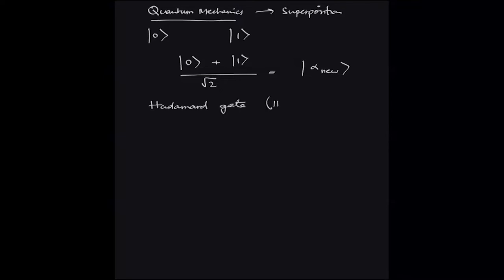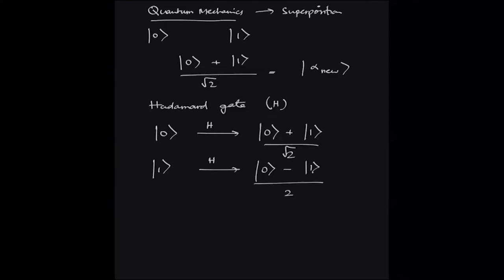And it is represented by H. So for example, if I apply Hadamard gate to say this 0, it gives me (0 plus 1) by root 2. If I apply Hadamard gate to say 1, it gives me (0 minus 1) by root 2.